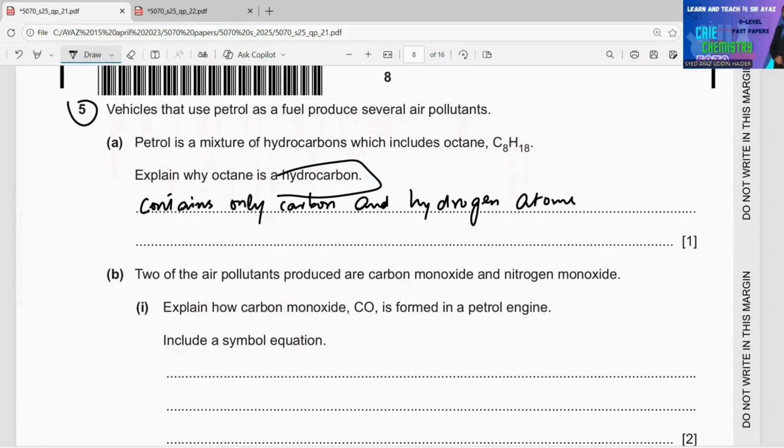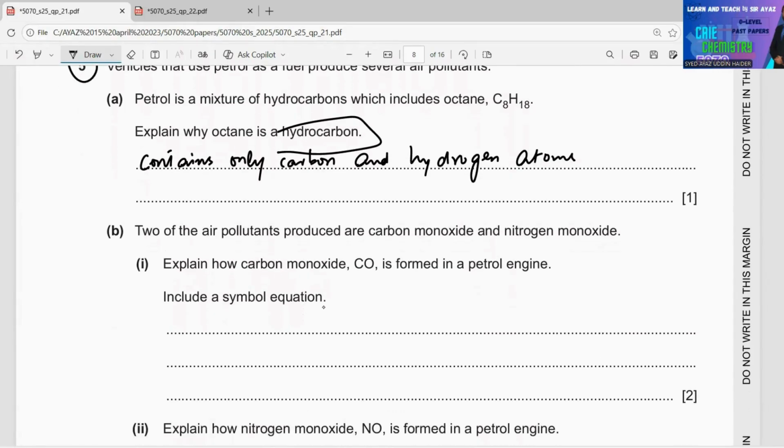Part B. Two of the air pollutants produced are carbon monoxide and nitrogen monoxide. Explain how carbon monoxide CO is formed in a petrol engine. Include a symbol equation. You know that carbon monoxide is formed due to incomplete combustion. So you can write incomplete combustion. Now they have mentioned the fuel on top, which is octane here. So if you want, you can write the name of the fuel, that is incomplete combustion of octane.